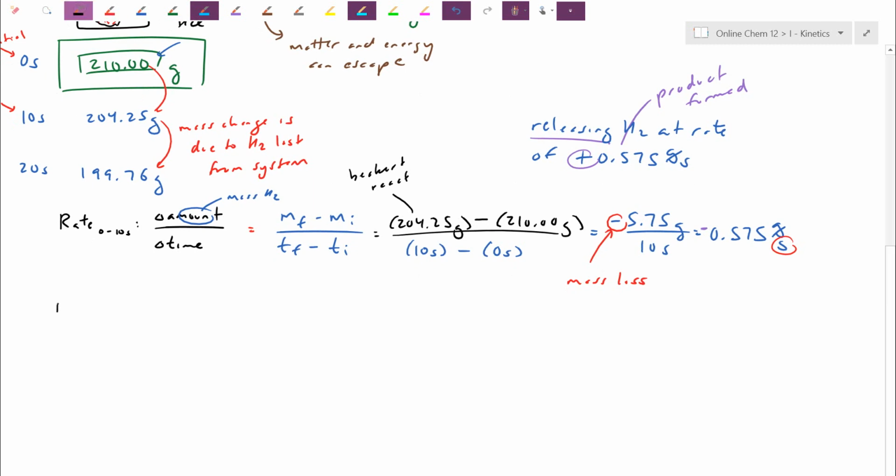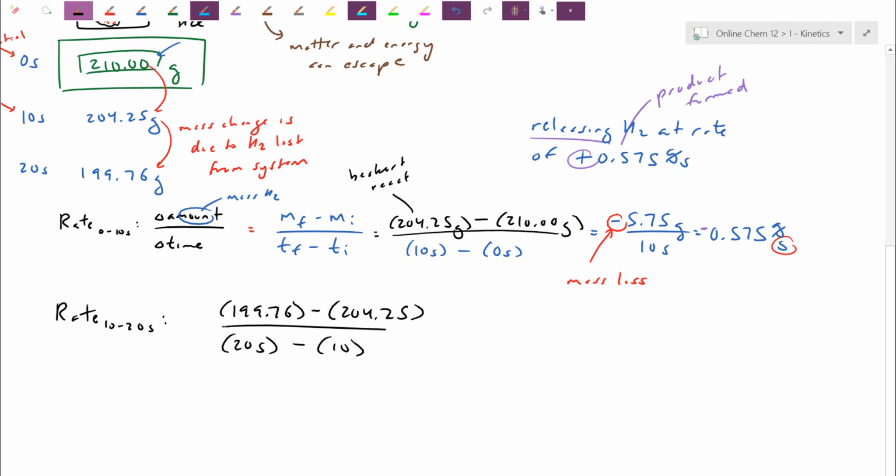for the second increment. Rate is something that may continuously change. That's actually an average rate, as we're going to see in a second. Again, for the rate between 10 and 20 seconds, we're going to take, well, what's the mass at 20 seconds? 199.76 minus off the 204.25 divided by, well, my clock says 20 seconds, and I am going to minus off 10 seconds of time here. Again, I'm taking a 10-second increment.